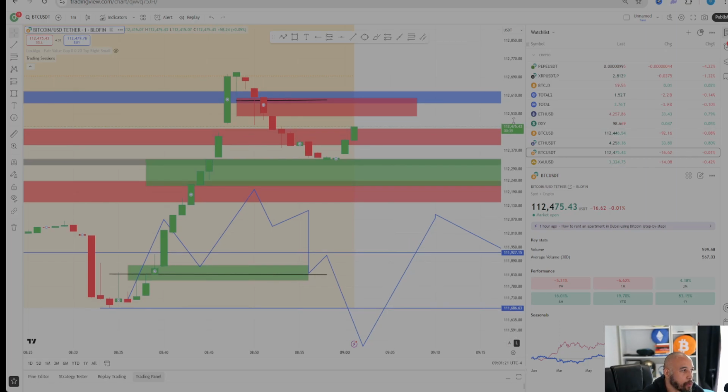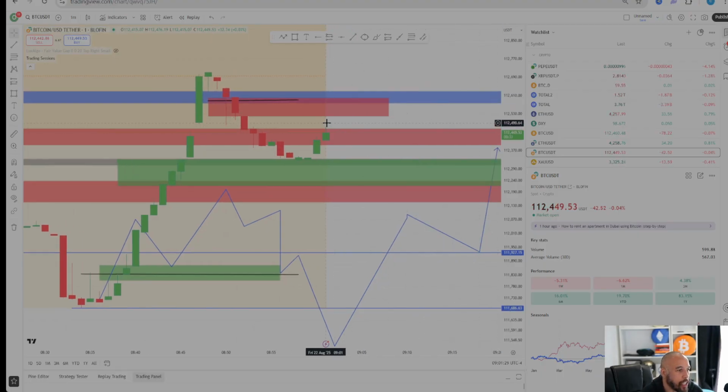Okay. Broke through it. All right, cool. Let's see how it goes here. If it breaks through this one on a close, we will get away from the trade. We will stop the trade, but so far we're okay. Let's get it.